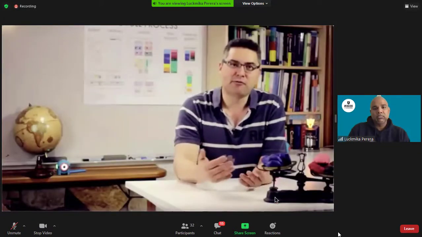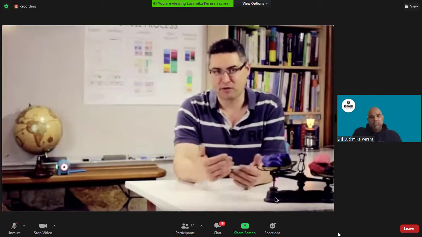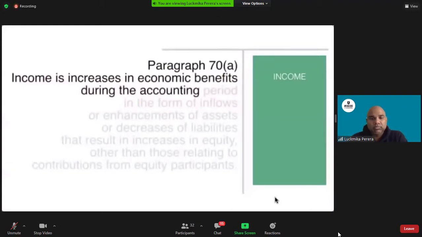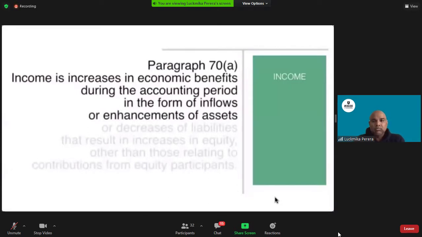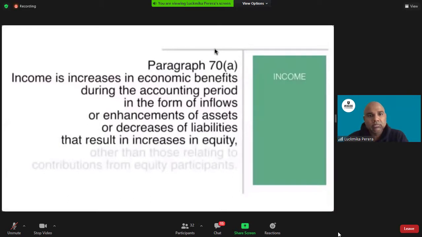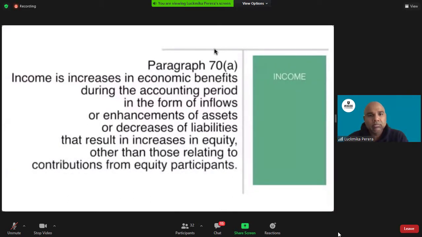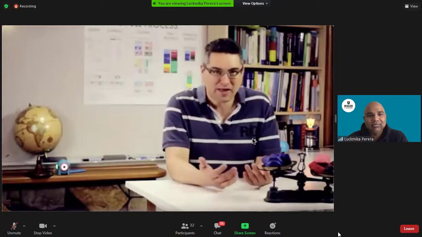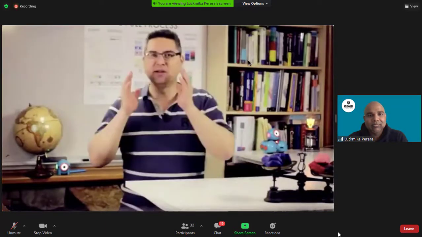Moving on to income. Now, both income and expenses are defined by how they affect the net equity of the firm. So, found at paragraph 70A, income is the increase in economic benefits during the accounting period in the form of inflows or enhancements of assets or decreases of liabilities that result in increases in equity other than those relating to contributions from equity participants. Okay, that was a bit of a mouthful, but it's not that hard when you think about it in terms of double entry accounting. Let's make it super simple.